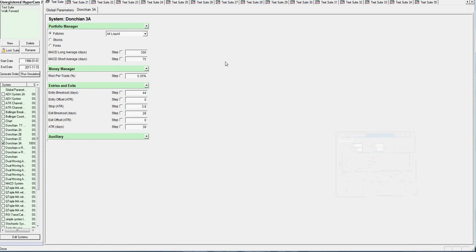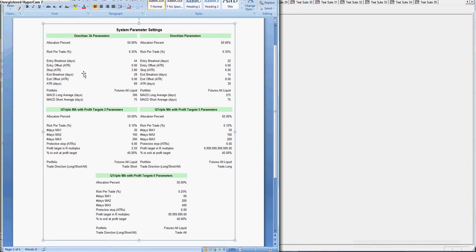We're looking at the Dancian 3A system, and that is the top left system on the list of 5 different systems in the suite on the page that looked like this. So this is the page from Wednesday's meeting, and we're looking at this system up here, Dancian 3A, top left.